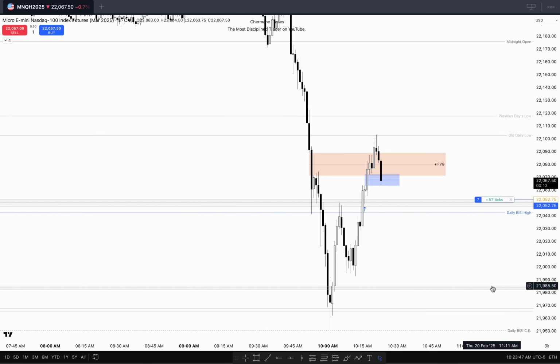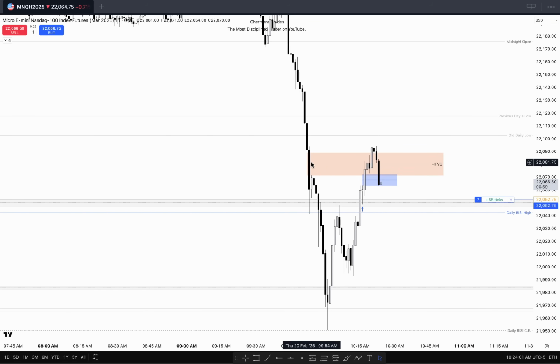Now, if I do get stopped at break even, it'll be no big deal. I'll look for another entry, but for me, I'm not really interested in seeing anything past this fair value gap. Really, I didn't want us to revisit the lower half of that inversion fair value gap. So, just for me, this is kind of my last line of defense for higher prices, and if I get stopped, I'll look for another re-entry. But so far, I do like the bodies right there.